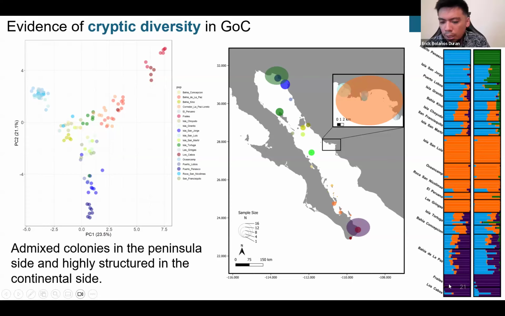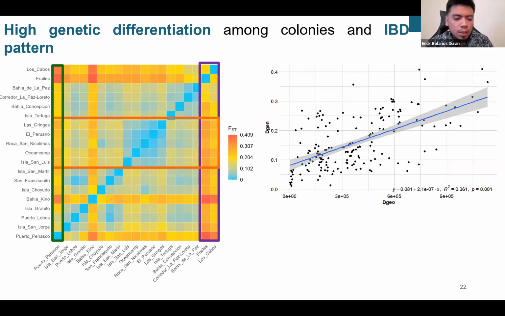Again, the group at the south of the Gulf of California was differentiated. The one on the continental side in San Carlos was differentiated, and another group with highly admixed individuals. But when we tested with K=4, we observed that the Puerto Peñasco population was separated. That is the northernmost colonies here in the Gulf of California.